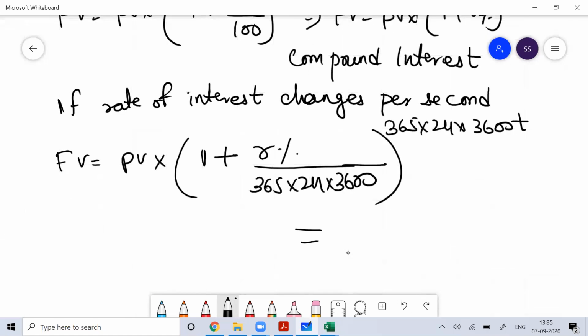So this is as good as PV into e to the power RT. So both mean the same thing. This is a relationship you need to understand, and this is what we call continuous compounding. In derivatives, we do all our calculations based on continuous compounding.